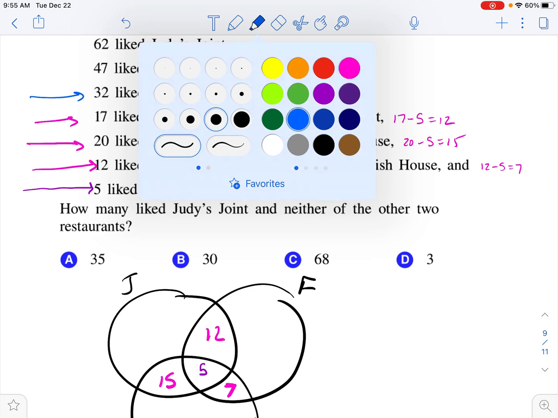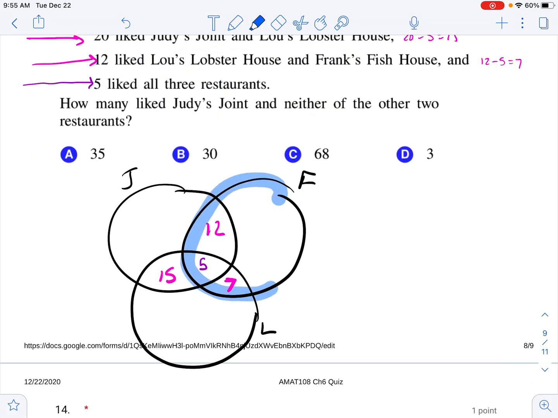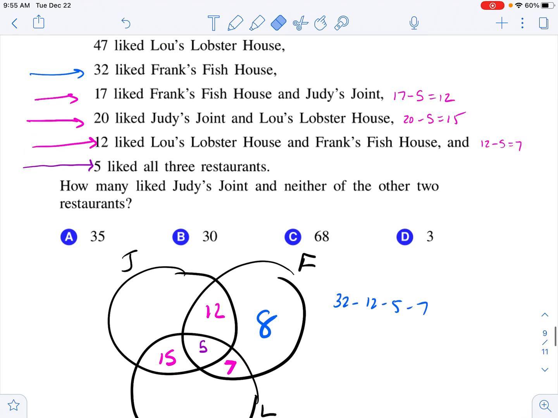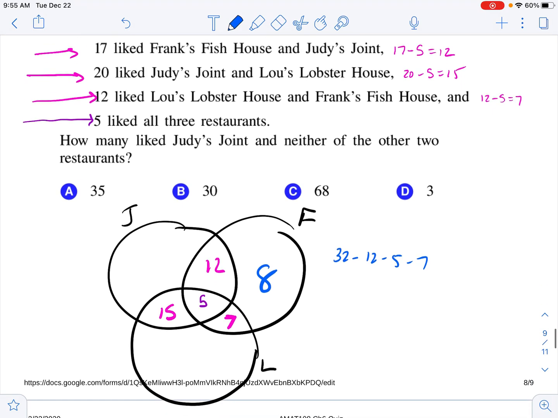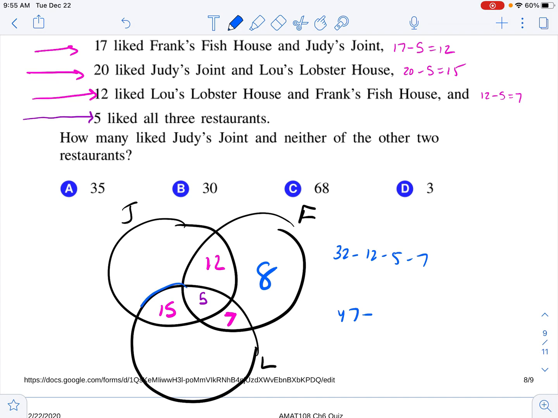So 32 liked Frank's Fish House, so all of Frank's is going to add up to 32. This whole thing adds up to 32. Well, we've got 3 numbers to subtract there: 32 minus the 12, the 5, and the 7 we've already accounted for. That leaves us with 8 people who liked Frank's and not the other 2 places. They're only in the Frank's portion of that circle. Up here, 47 total like Lou's. 47 minus what we've already accounted for, 15, 5, and 7, leaves us with 20 people who liked Lou's and not the others.